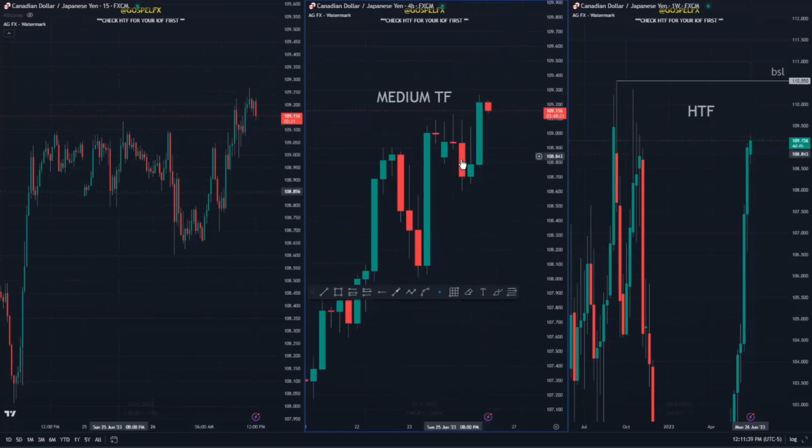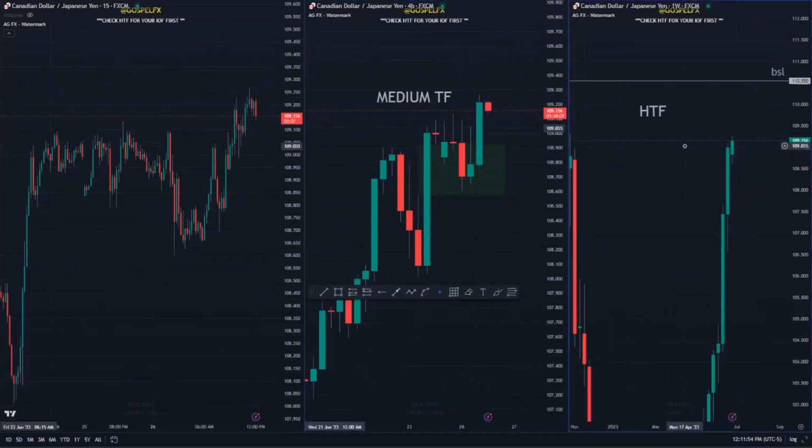But now when you look at the 4 hour here, we notice that price created a fair value gap here. This is a fair value gap from the high of this candle to the low of this doji here. That's our fair value gap from the higher time frame. Now let's go back here to the daily chart, 1 day.